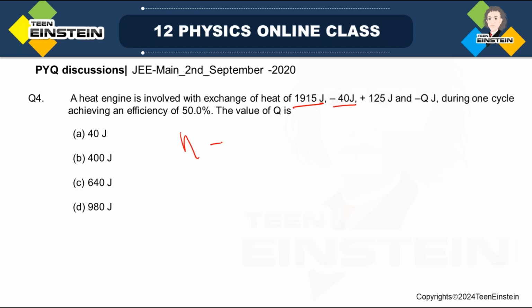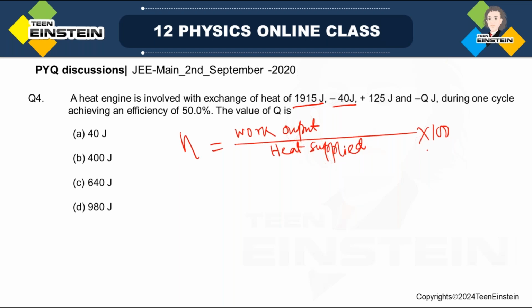See, in calculating efficiency, what we know for a heat engine is that efficiency is the work output divided by the heat supplied, into 100. That is given on the right hand side. I can write half because it is 50%.